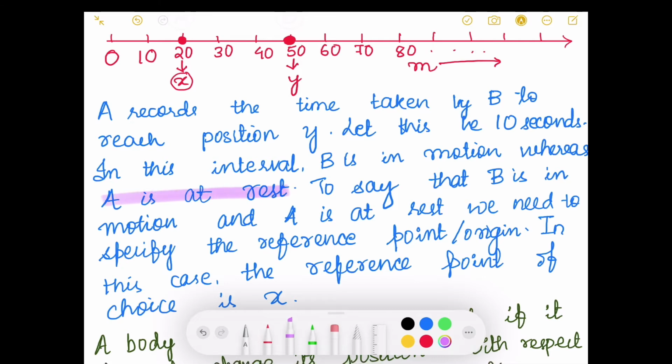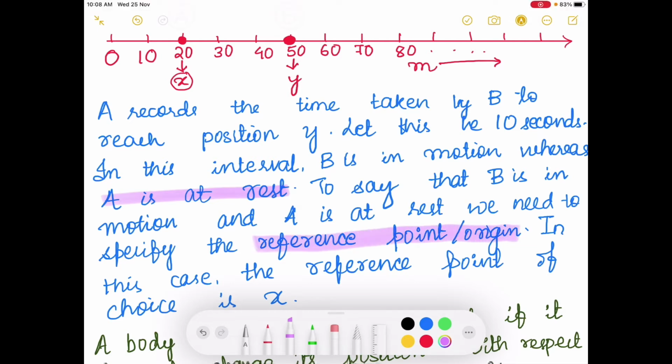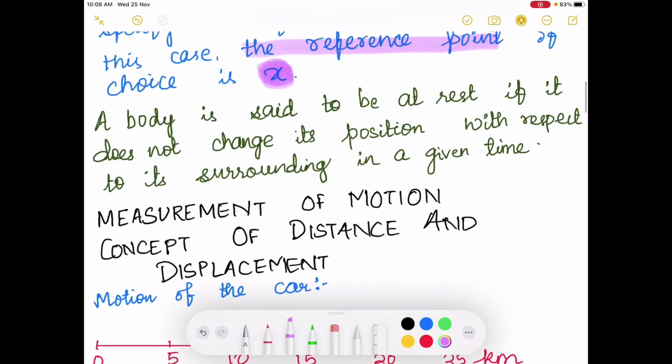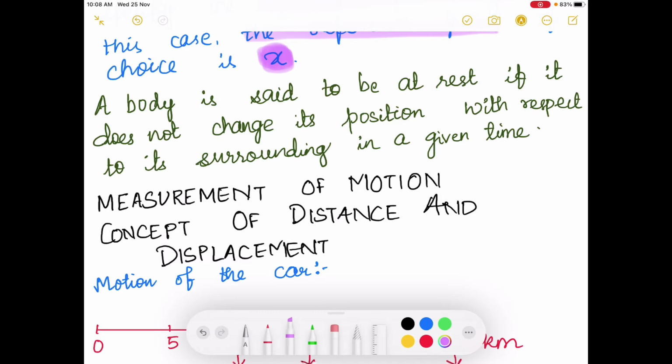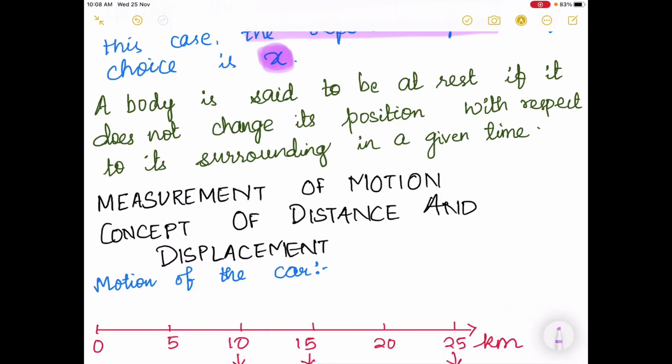To say that B is in motion and A is at rest, we need to specify the reference point or origin. A is at rest, but with respect to what? In this case, the reference point is the point X. This is a reference point of choice. Now we come to know that A is at rest. Why? Because it is not changing its position from one point to another in a given time.